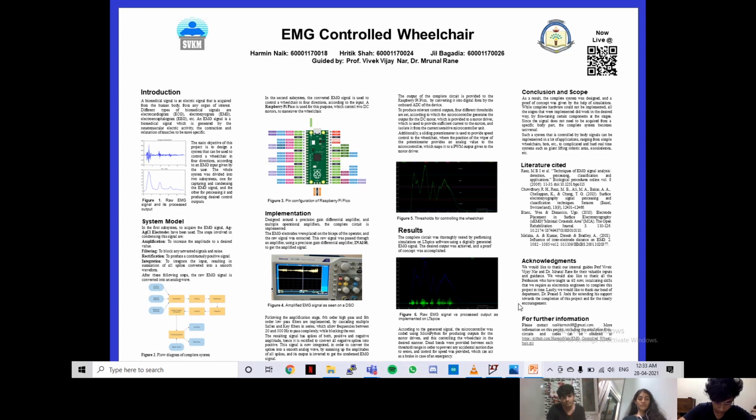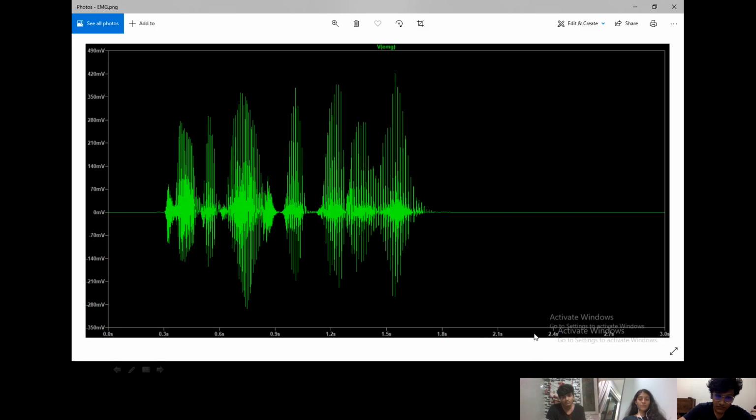When multiple neurons fire, the electrical potentials add up to a larger signal called the EMG signal. An EMG signal can be differentiated as a function of frequency, phase, or amplitude and can be used for control purposes such as a wheelchair in our case.